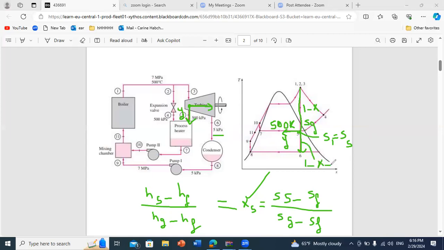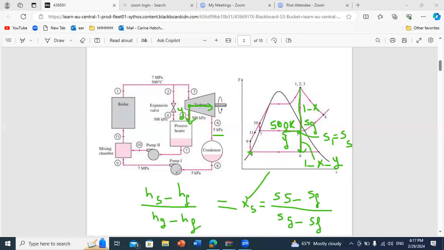Okay, and of course it's an isentropic process because they told us to assume ideal processes. So S5 equal to S6 equal to S1, and we can find then H at point 6. Okay, now point 8 is the exit of the condenser. It's saturated liquid as usual.